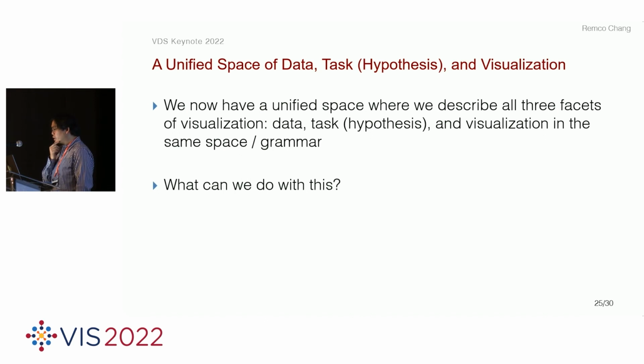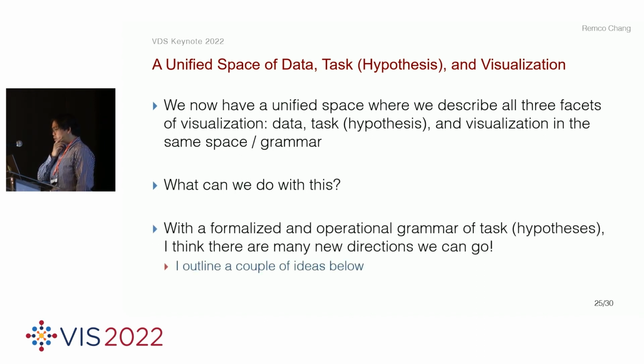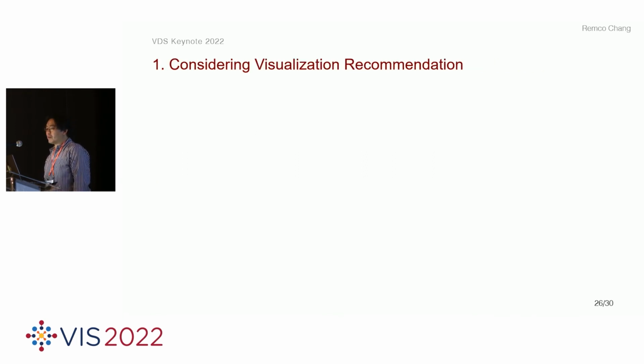So what can we do with this? I think that with a formalized and operational grammar of task / hypothesis, there are many possible new directions we can go. I just want to outline a couple of things we've been thinking about, but I will leave the rest up to everybody's imagination. The first thing is going back to my original premise, which is about visualization recommendation.